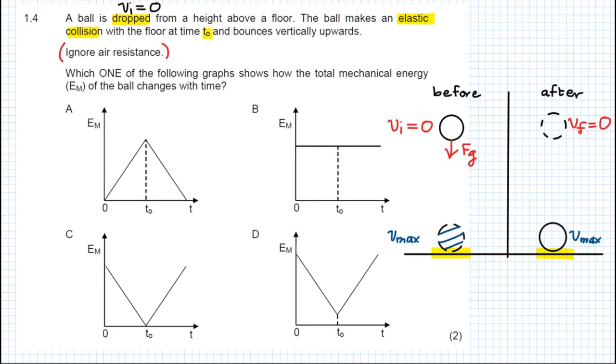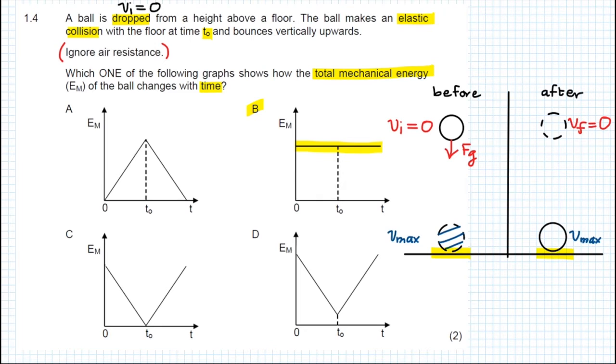They say, ignore air resistance. Which one of the following graphs shows how the total mechanical energy of the ball changes with time? You're going to notice in all of these graphs that the graphs are different, but if we look at answer A, C, and D, the mechanical energy is changing. Graph B is, however, special because graph B has the mechanical energy staying constant with time.